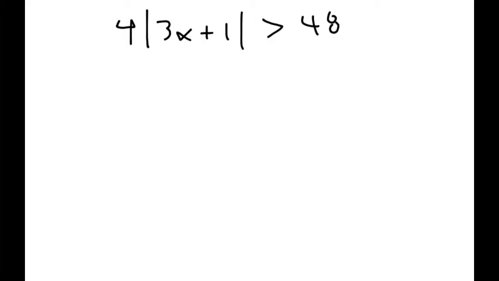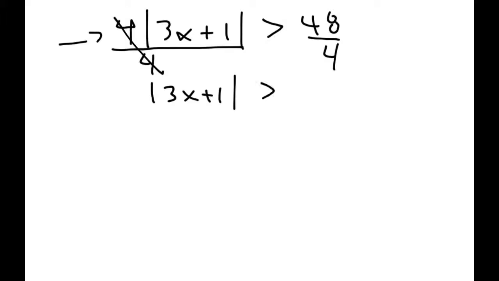Let's try one like this, where we have 4 times the absolute value of 3x plus 1, and then let's do a greater than, and I don't know, 48. All right, so we have this number 4 outside. We're going to divide everything by 4 to get rid of that. That cancels. Absolute value of 3x plus 1 greater than 48 divided by 4 is 12.